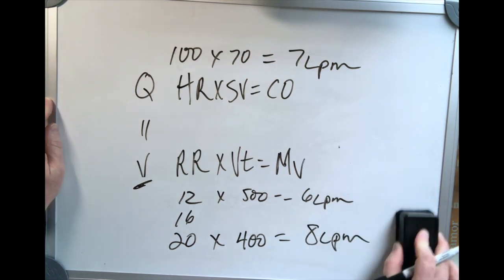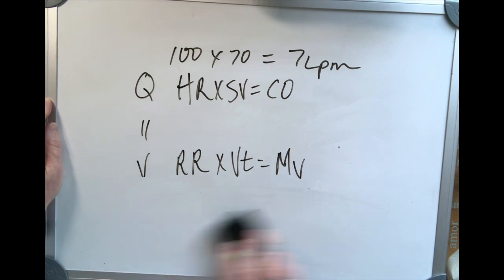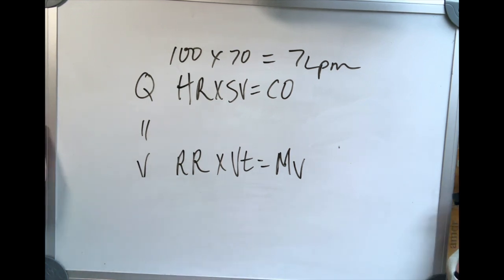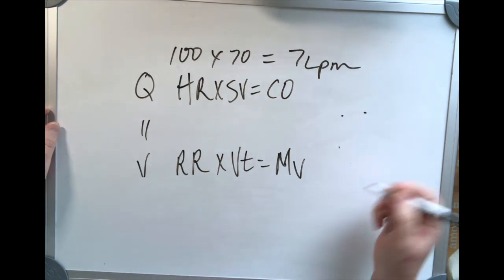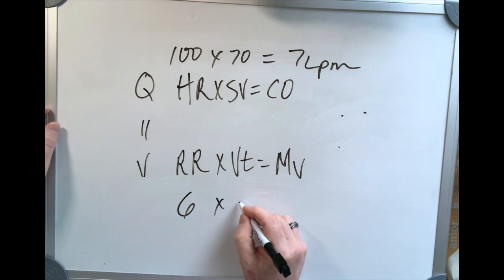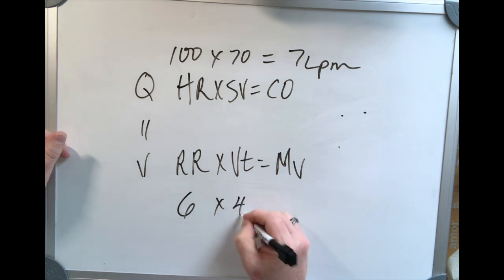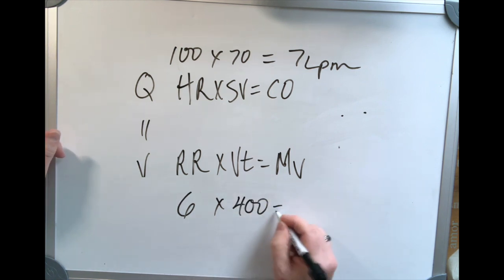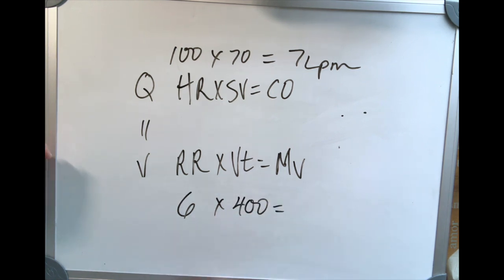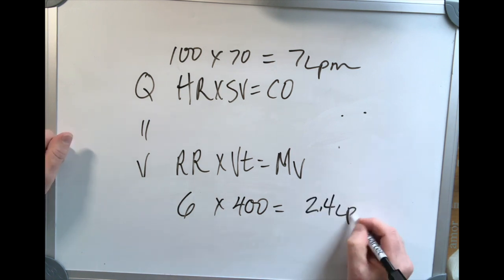Let's get into one other one here, okay, real quickly. Let's apply this to our medical patients. You have somebody who comes in with pinpoint pupils and their respiratory rate is 6. Tidal volume is, well, they're not really breathing all that deep when they're breathing. So we're going to say that their tidal volume is around 400. Okay? So their minute ventilation is 6 times 4. What is 6 times 4? 24. 2.4 liters per minute.